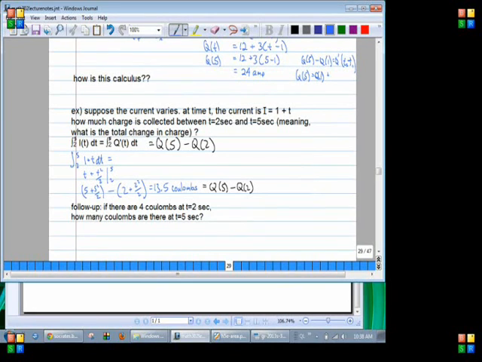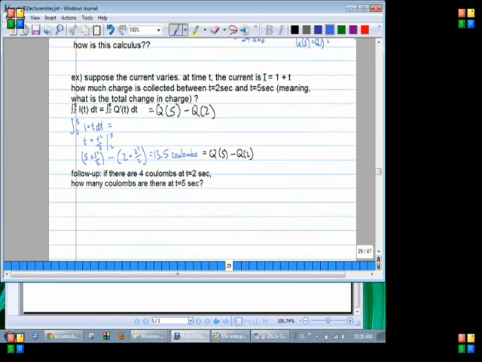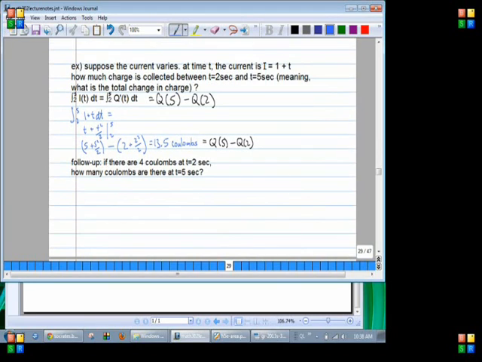Sorry, actually, first let me finish the follow-up question, and then I'm going to answer your question in detail. So hold on 1 second. Back to this question. Follow-up: if there are 4 coulombs at t equals 2 seconds, how many coulombs are there at t equals 5 seconds?